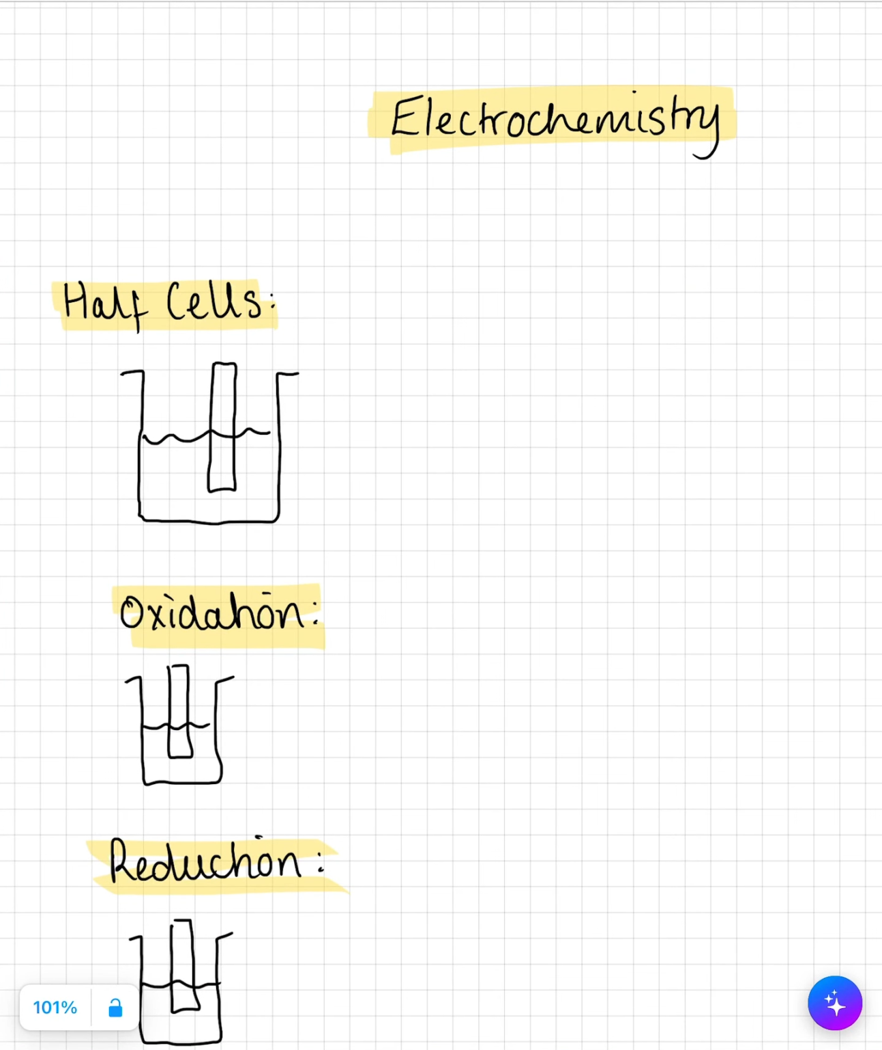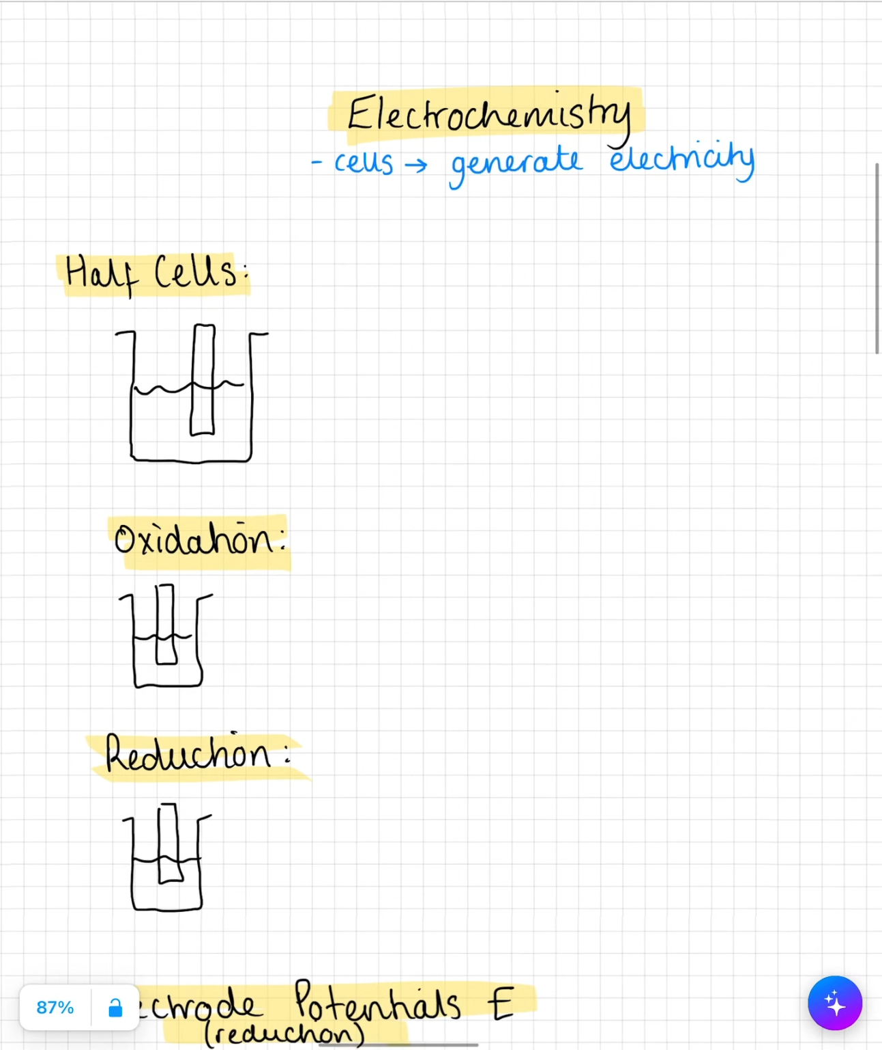Electrochemistry. Let's begin with what electrochemical cells are. Now, during electrochemistry, we're going to use cells that generate electricity. So what we are not doing is providing an external power supply. There's no battery or external cell supplying an electric current.